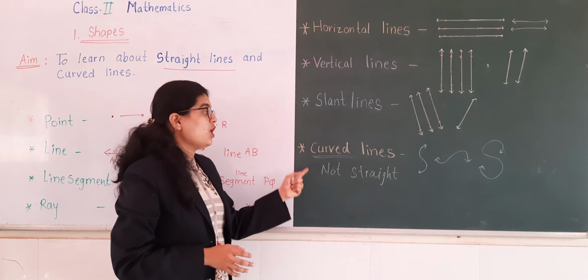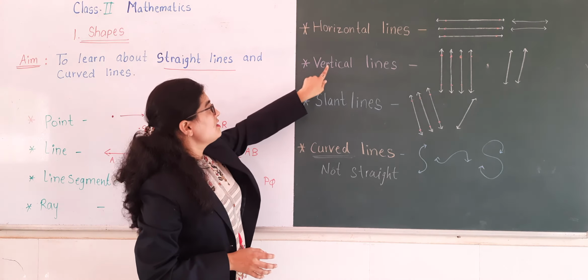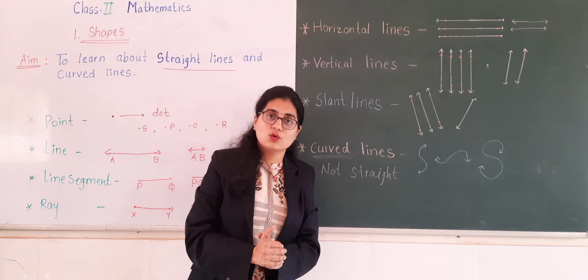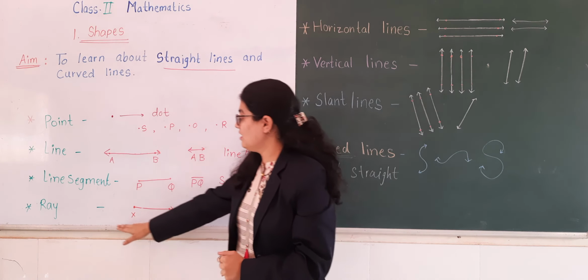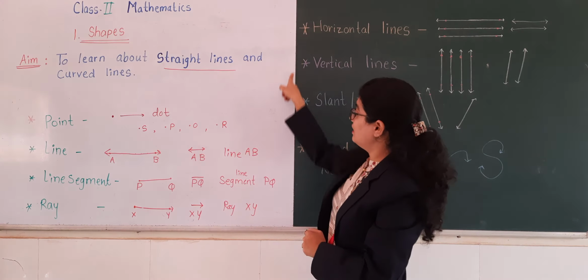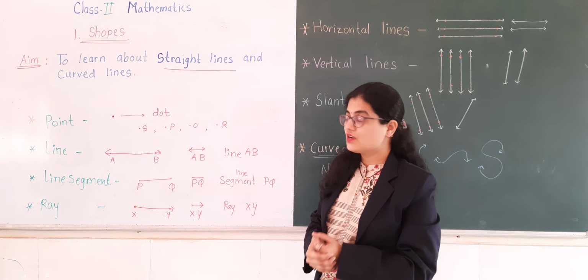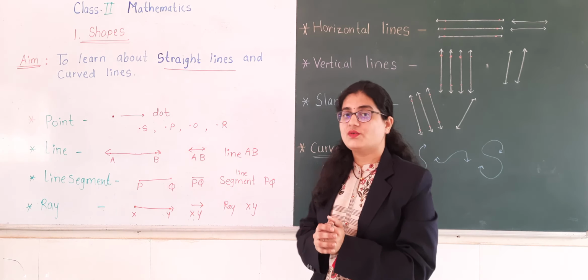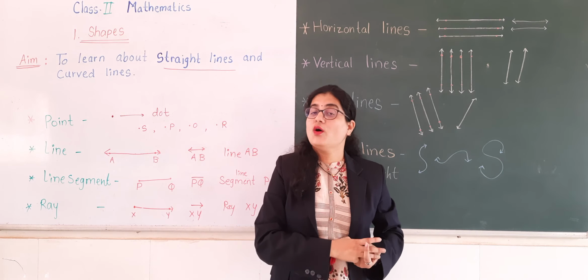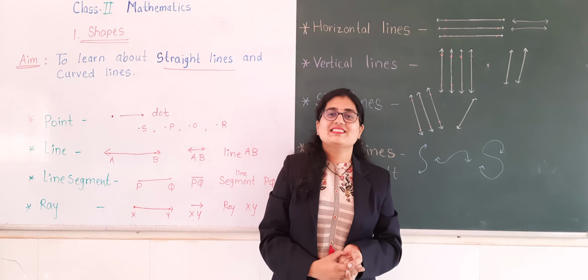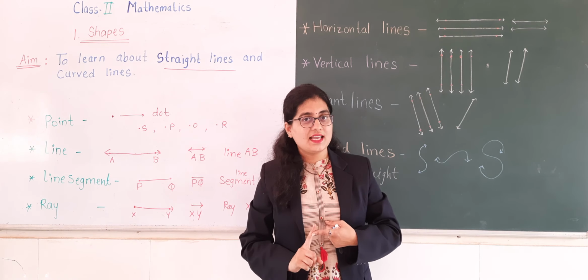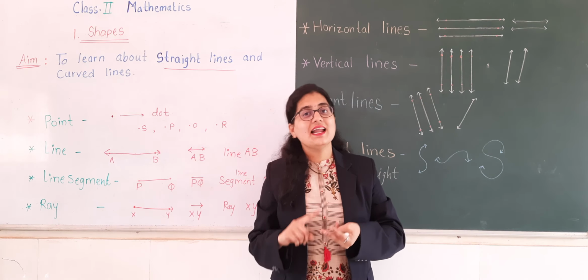So you can draw all these horizontal lines, vertical lines, slant lines, and curved lines in your mathematics notebooks. Here you can see that we have one vertical line and here we have one horizontal line. So these are the straight lines. What have we learned in today's class? We have learned about straight lines. How many types of straight lines are there? Yes, very good. There are three types of straight lines: horizontal lines, vertical lines, and slant lines.